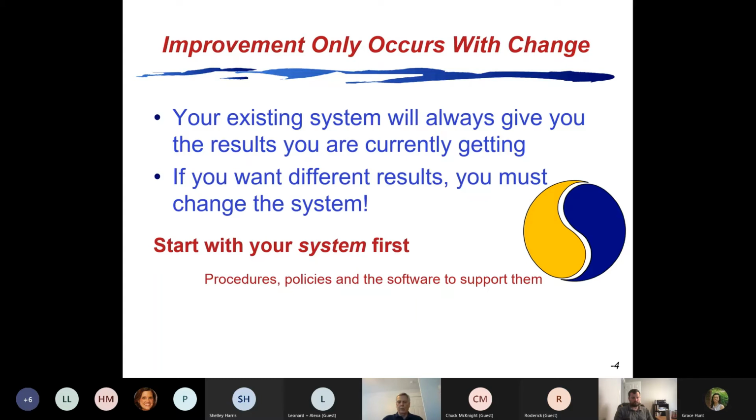Start with your system first. Procedures, policies, and the software system to support them, like Action Flow. It's all about the behavior of your system and the people within it. Don't start with new equipment. That's a knee jerk. I got to go buy a new CNC router or a new water jet cutter or a new install truck. Maybe not. Maybe your system isn't working as effectively as it should.